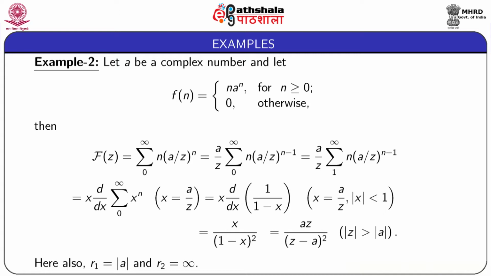which we can write as a by z summation n equal to 1 to infinity n (a by z) to the power n minus 1. If we substitute x equal to a by z, this can be written as x into d by dx of summation n equal to 0 to infinity x to the power n, and this summation is 1 by 1 minus x for mod x less than 1. So, capital F(z) is equal to x d by dx of 1 by 1 minus x, and that is equal to x by (1 minus x) whole square, which is equal to a z by (z minus a) whole square for mod z greater than mod a.